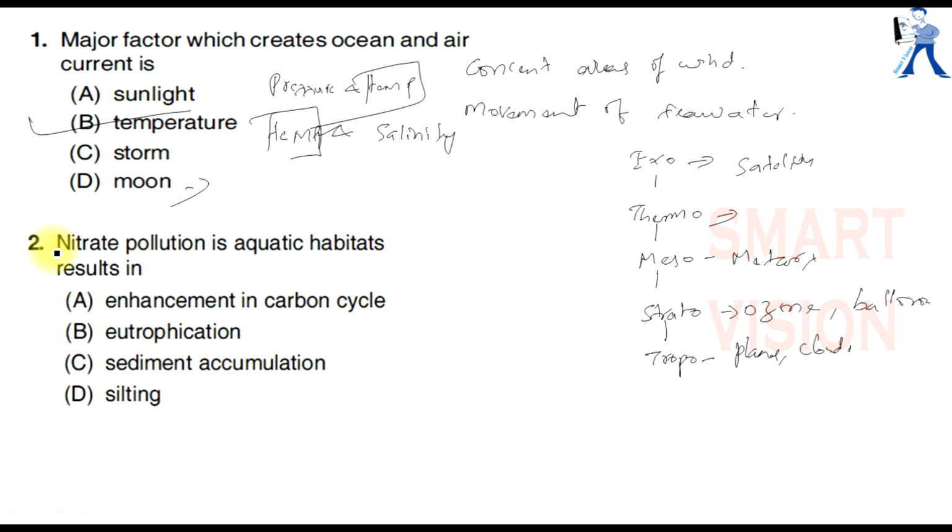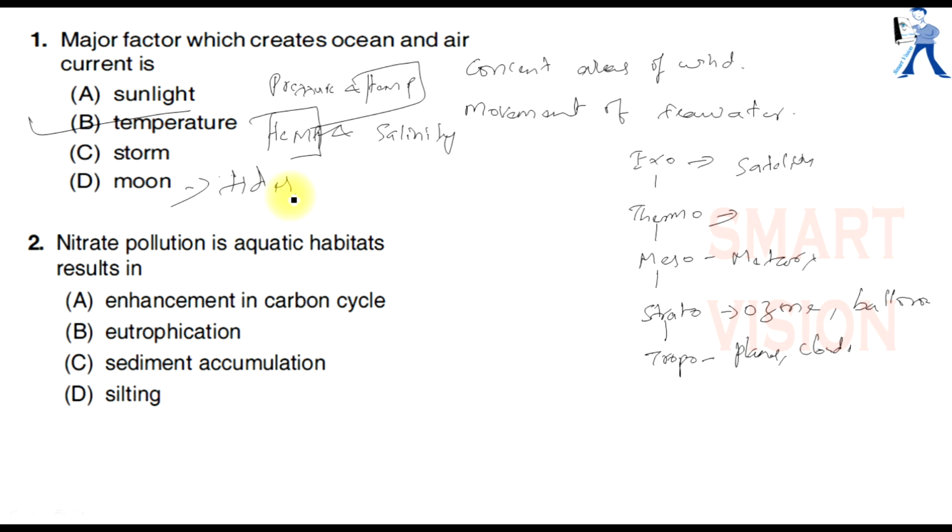And about the moon, the gravitational pull of the moon and sun forms tides. You should know all these basic things. This question is asked from the geography part. Okay, we will move to the next question.